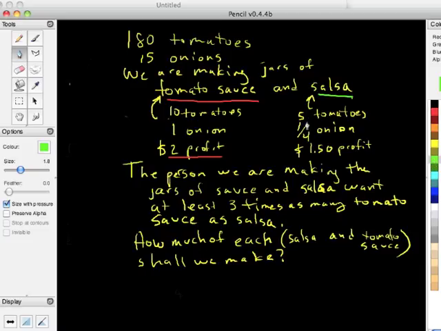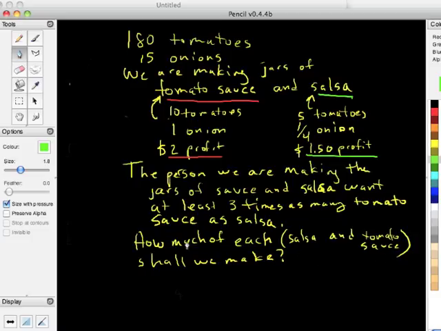Into salsa, we put 5 tomatoes and 1/4 of an onion, and on salsa we make a $1.50 profit. The person making the jars of sauce and salsa wants at least 3 times as much tomato sauce as salsa. So look, we have an "at least" there. Okay, and how much of each salsa and tomato sauce shall we make?